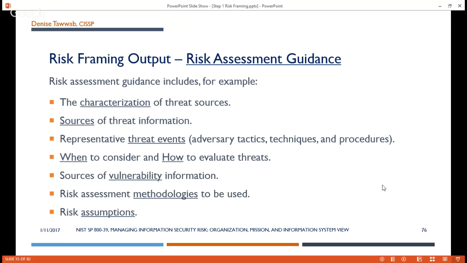Your risk assessment guidance will include the sources of your vulnerability information. What's happening inside your organization or inside your industry that makes you particularly vulnerable to a specific threat? And where do you get that information from? And then your guidance will include your risk assessment methods that are going to be used within the organization. Is it centralized, decentralized? Are you doing quantitative or qualitative? That will depend on your organization, and that will be discussed and agreed upon in the risk framing step. And then finally, your risk assumptions.